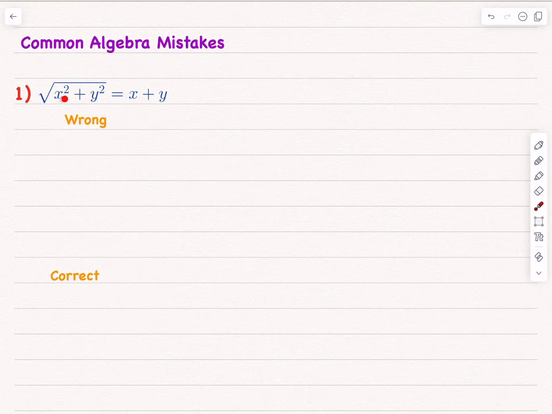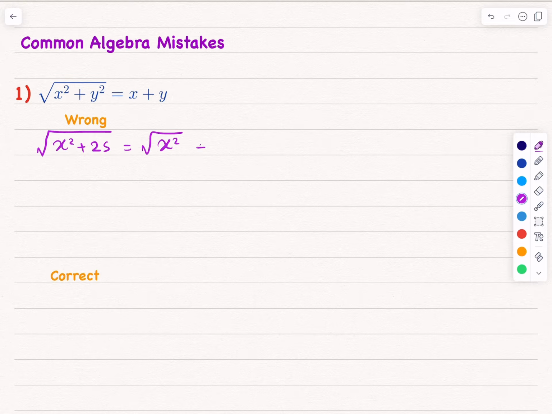If you think that the square root of x squared plus y squared is like this, then of course this will be wrong. So some students say it's the square root of the first one x squared, which is x, plus the square root of the second one y squared, which is y. Now, following the same logic, they would say the square root of x squared plus 25 can be written like this: square root of the first one plus square root of the second one.